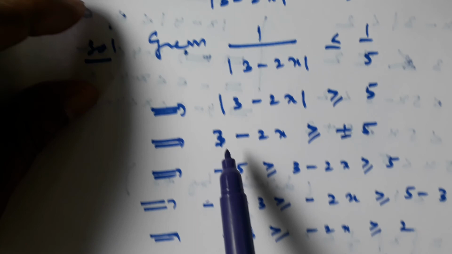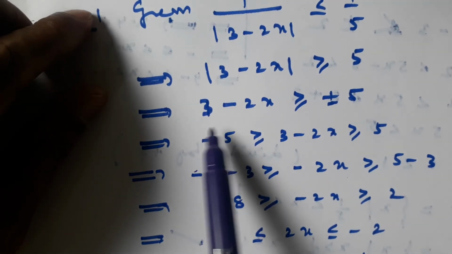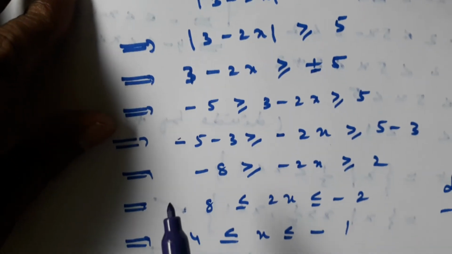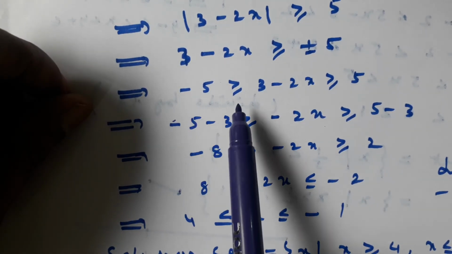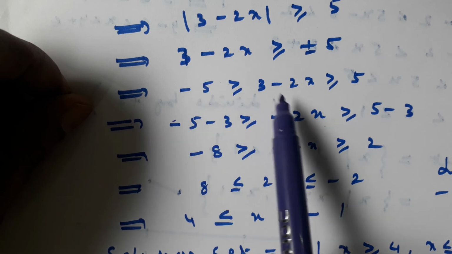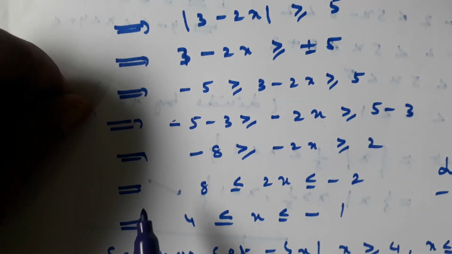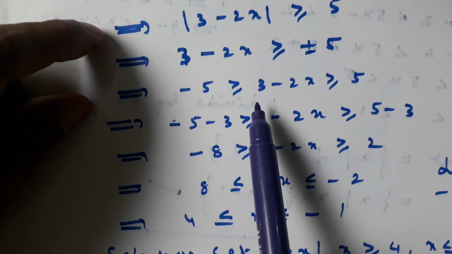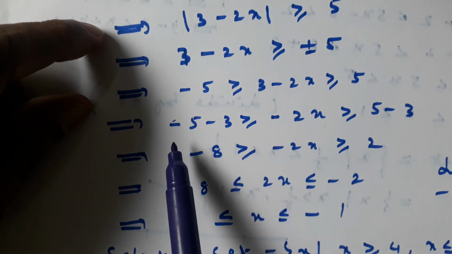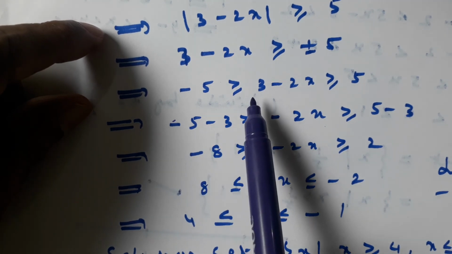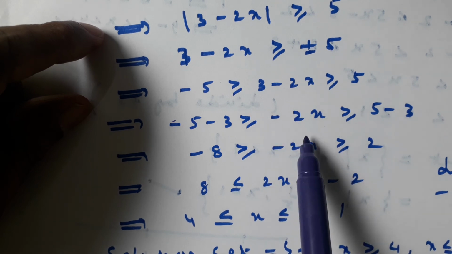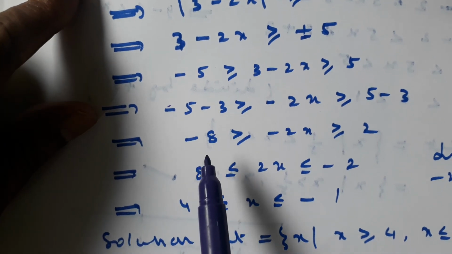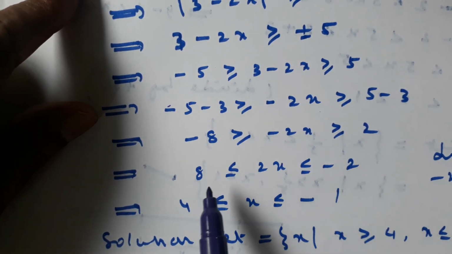Now eliminate mod on both sides. So now 3 minus 2x is greater than or equal to 5, and the other side is minus 5. So minus 5 is greater than or equal to 3 minus 2x, and this is greater than or equal to plus 5. To eliminate 3, subtracting 3 throughout the inequality. So minus 5 minus 3 is greater than or equal to, here also minus 3 plus 3 is cancelled, remaining is minus 2x, is greater than or equal to 5 minus 3. So now simplification is minus 8 is greater than or equal to minus 2x greater than or equal to 2.